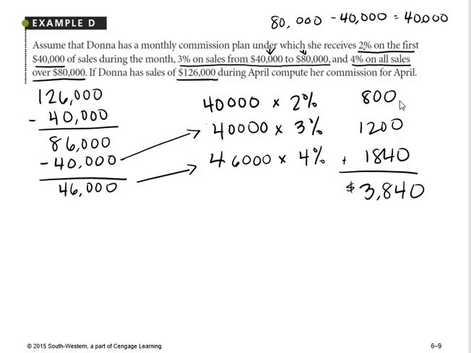Also, you can verify that you calculated her total sales correctly. If you add 40,000 plus 40,000 plus 46,000, that gives us the total sales of $126,000.